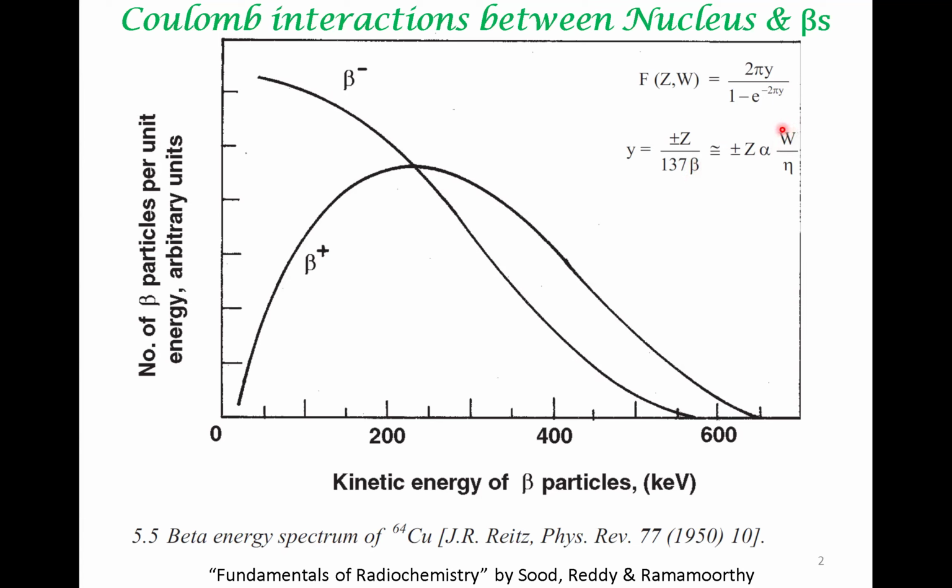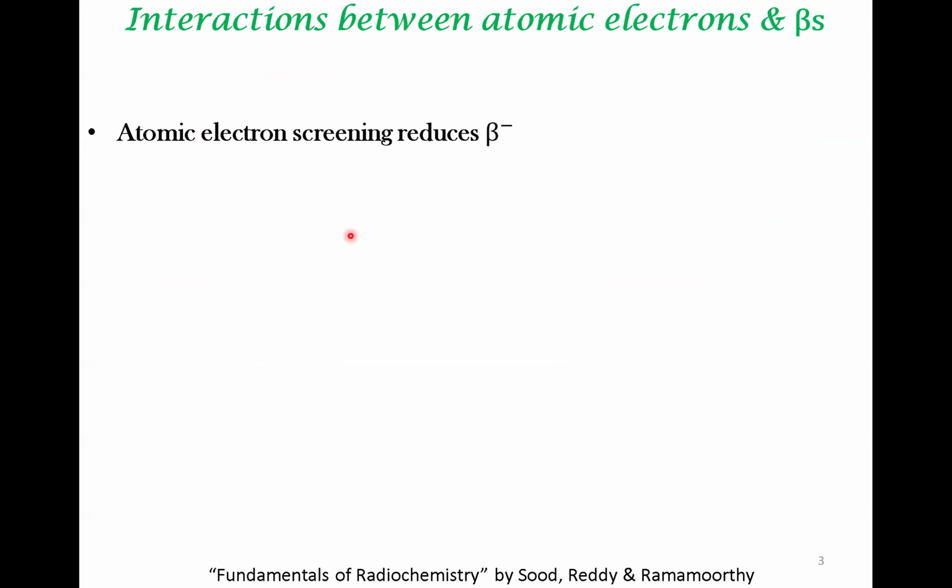So this is a non-dimensional energy. This is a non-dimensional momentum. And alpha also has other important fundamental constants. This is the fine structure constant, which you would see in many aspects of physics. So with this expression, you can rationalize this behavior, the difference between beta plus decay and beta minus decay.